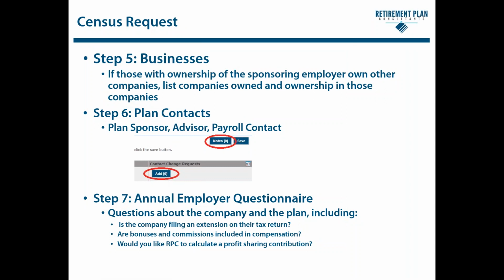Step 5 is about business ownership. This is where information will be entered about any companies also owned by the principals of the company sponsoring the retirement plan.